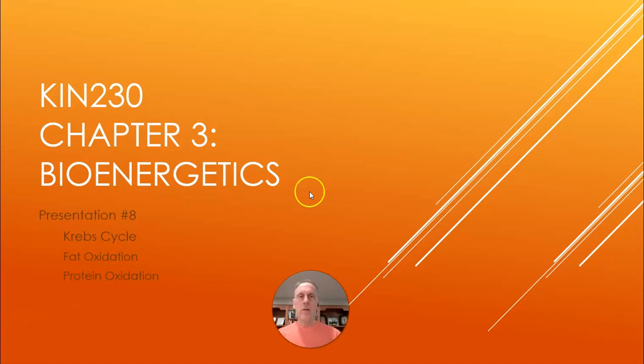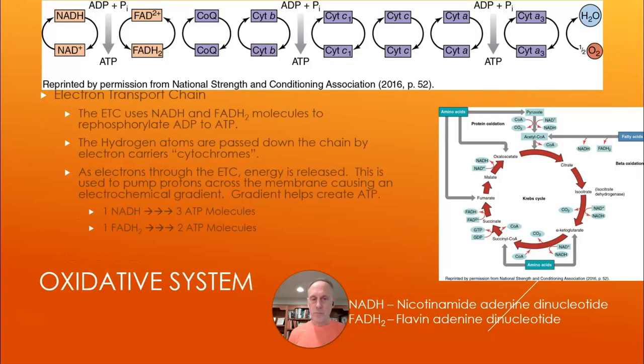Okay, here we go. Kinesiology 230, chapter number 3. We're in presentation number 8. Let's get rolling on this. We're going to talk about Krebs cycle a little bit further, fat oxidation, and then protein oxidation.